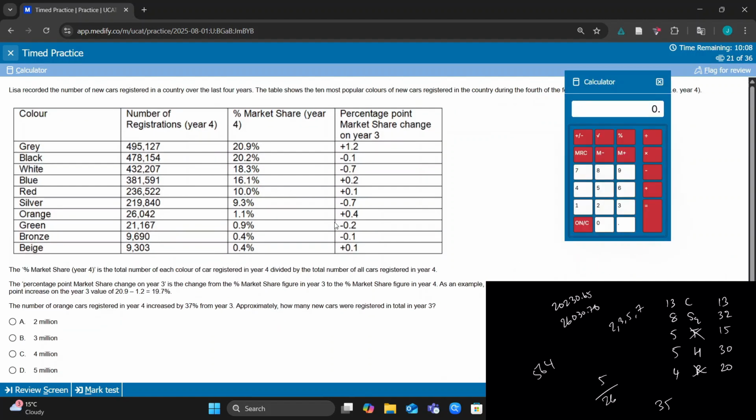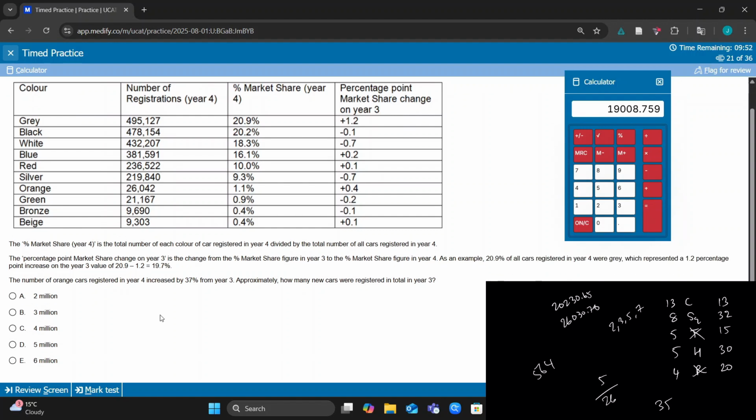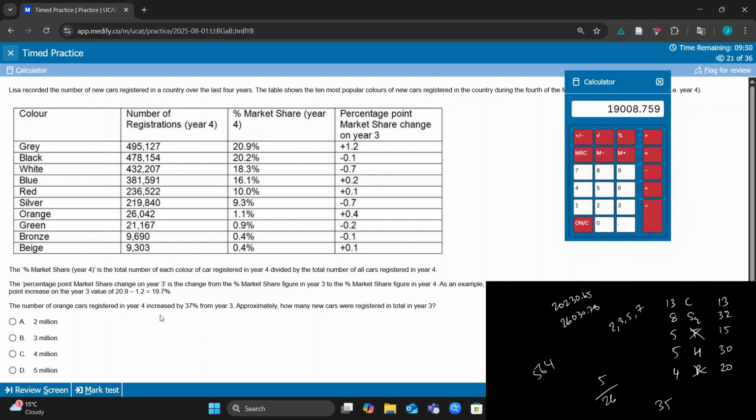Number of orange cars registered in year 4 increased by 37% from year 3. Orange cars registered in year 4, how many? Okay, so 26042 increased by 37%, so this is divided by 1.37. And then that is oranges, that's 1.1% of the market, so then divide that by 0.011.